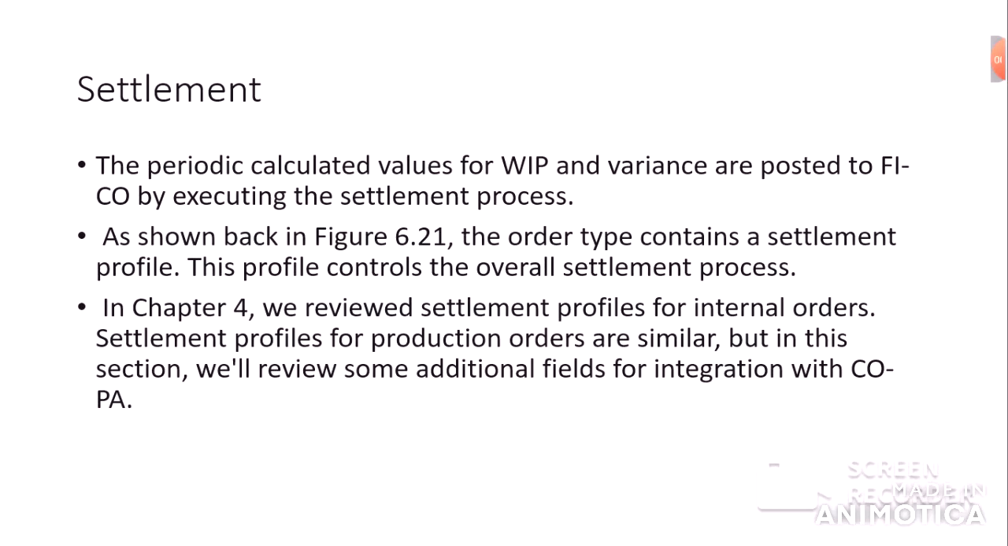Now moving on to settlement. The periodic calculated values for WIP and variance are posted to FICO by executing the settlement process. As shown back in figure 6.21, the order type contains a settlement profile. This profile controls the overall settlement process. In the previous chapter, we reviewed settlement profiles for internal orders. Settlement profiles for production orders are similar, but in this section, we will review some additional fields for integration with COPA.